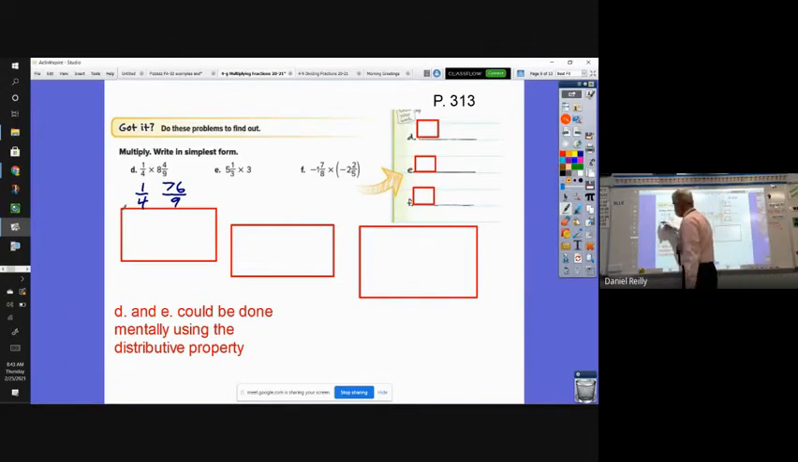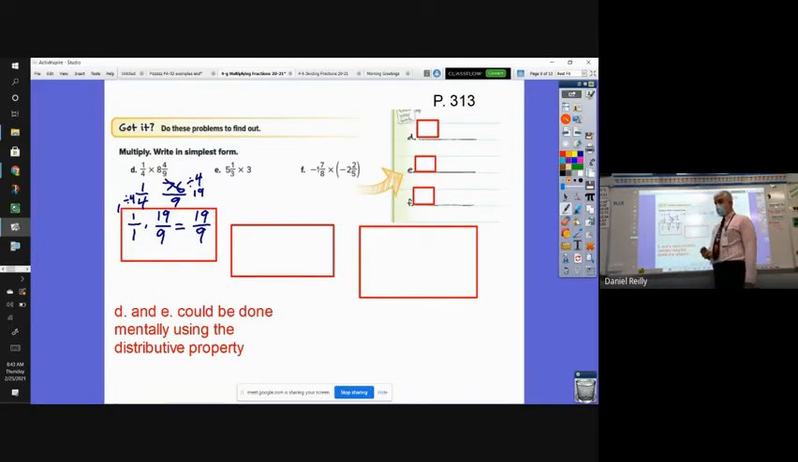So you can divide the top, this is cross-reducing. Divide these two numbers both by 4, and they become 19 and 1. So now it's 1 over 1 times 19 over 9. So it's just 19 over 9, which is the same as 2 and 1/9. Exactly the same answer, right.